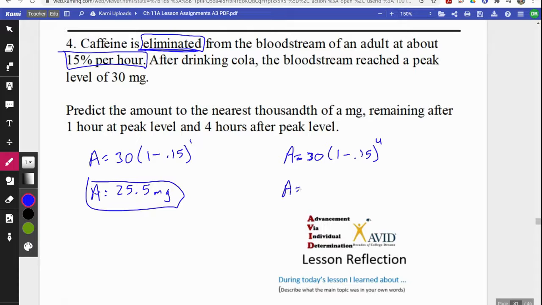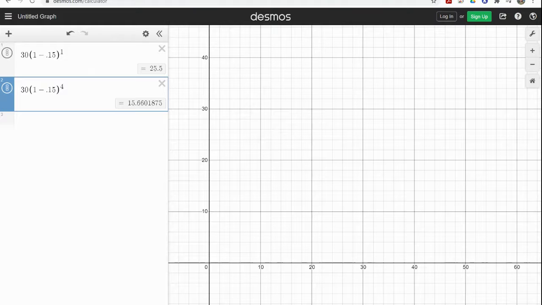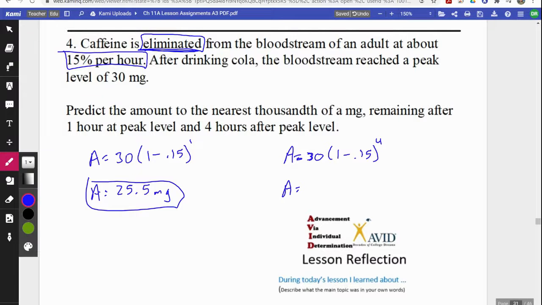Well, after 4 hours, you can see that you've taken 85% of 30, and then 85% of the next amount, and then 85% of the next amount, and then 85% of the next amount. That was 4 times. And that ends up with 15.7.